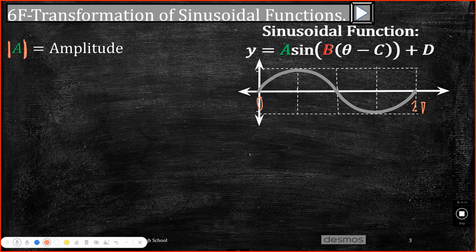So if B was 4, you would see something, let's see, can I do this really fast? You will see something like that, 1, 2, 3, 4. So it's the number of cycles you see from 0 to 2 pi. That's what B does.